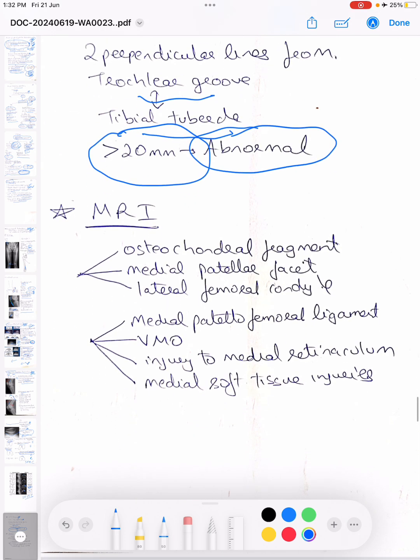Now, why do we need an MRI? A very important radiological evaluation in the case of recurrent patellar dislocation is MRI. Why do we need MRI? To look for osteochondral fragments.